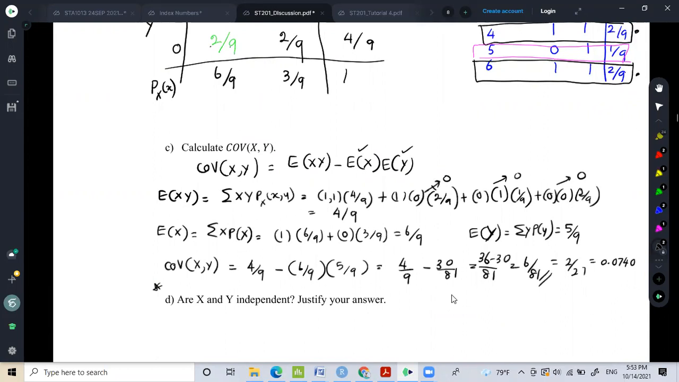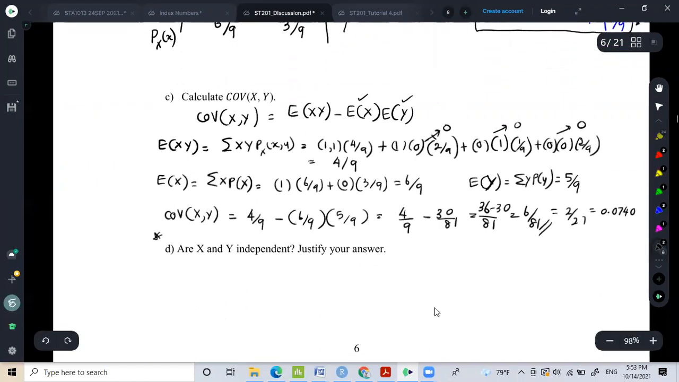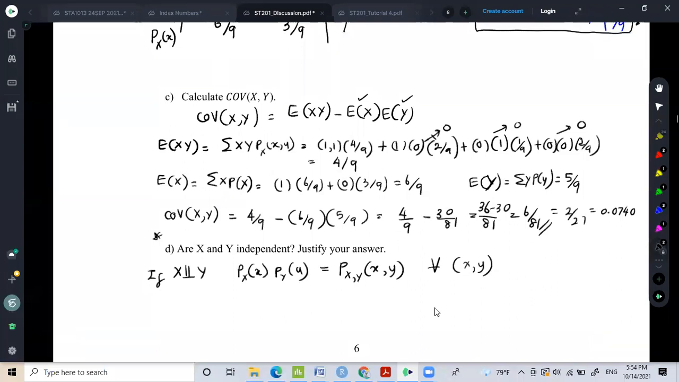Yes, how do you justify your answer? Usually when you have to show whether they are independent, it's always good to move on with checking the pairs of X and Y. You know how to check it. If X and Y are independent, what should happen? When you multiply the marginal probabilities, they should be the same as the joint, right? For all pairs of X and Y, if at least one pair violates this condition, that means X and Y are not independent.